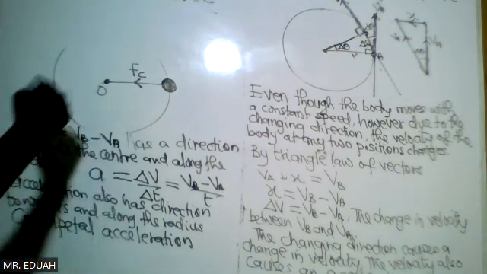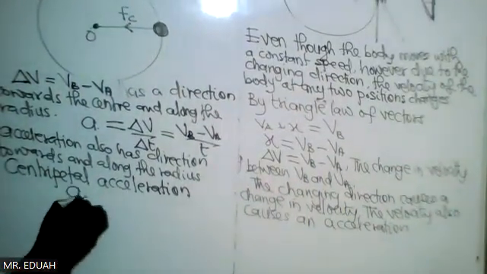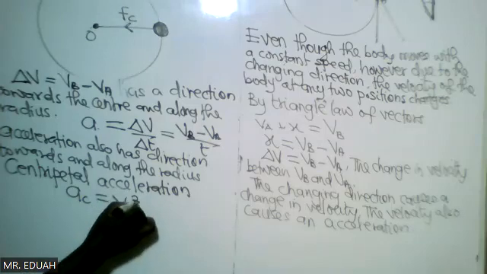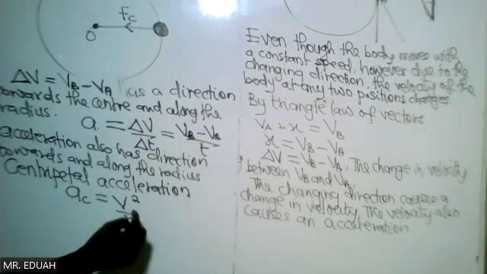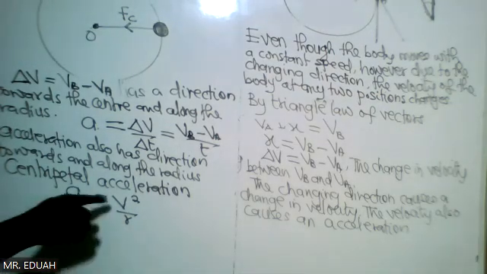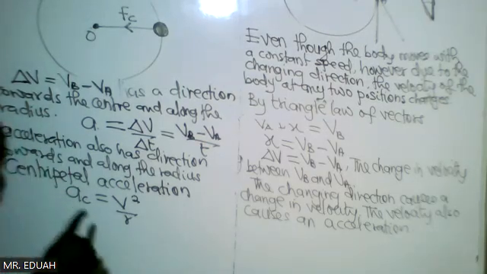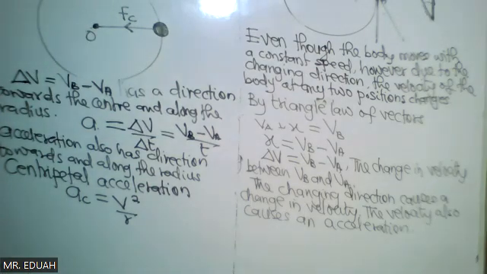This center seeking acceleration is given by the formula: the square of the speed, v squared, over the radius. So the acceleration which is directed towards the center is equal to the square of the uniform speed v over the radius. This formula is provable, but I don't want to bore you today with a lot of proof.